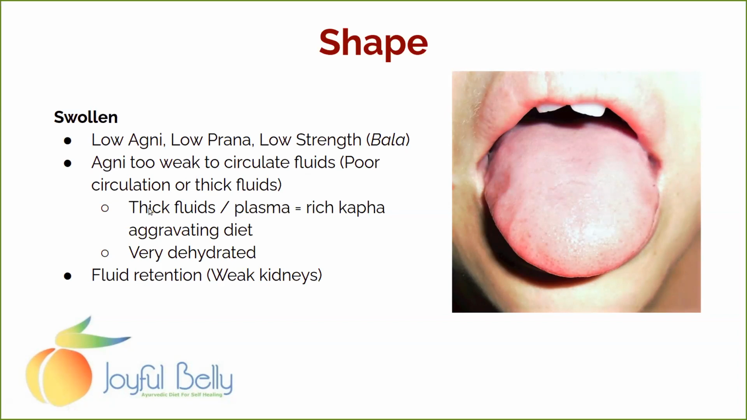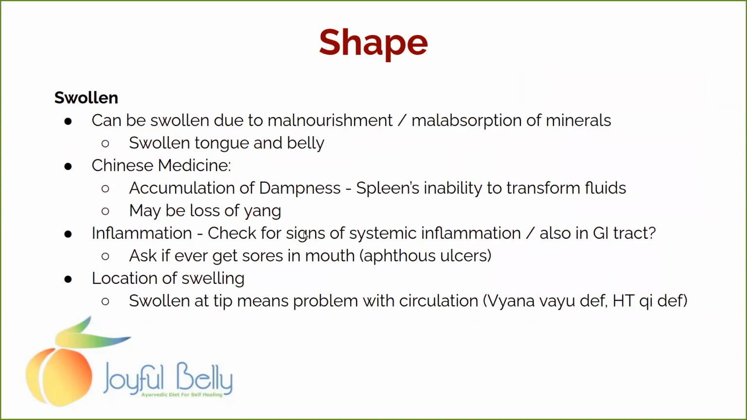And the swollen tongue could be due to fluid retention, due to weak kidneys, or the fluids may be hard to circulate because they're too thick and rich. There are several reasons. So we can't just leap to conclusion on weak Agni. It could be thick fluids, could be kidney issues. All right. So tongue can get swollen due to systemic inflammation in the body.